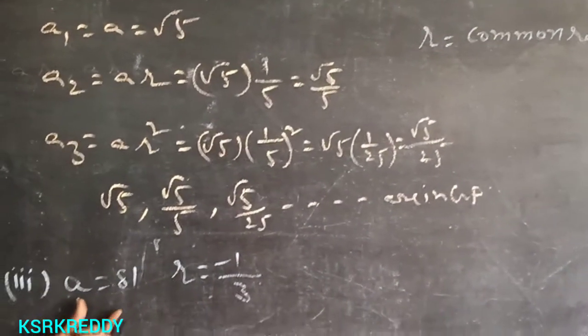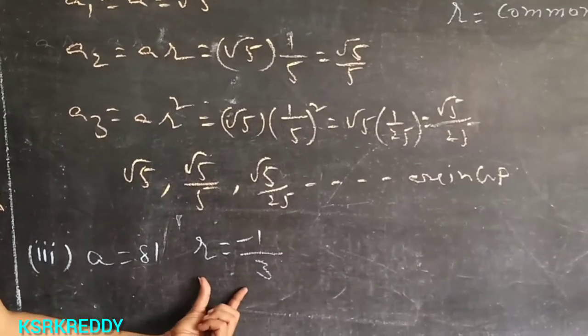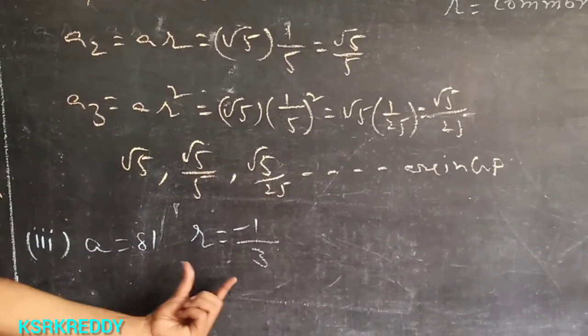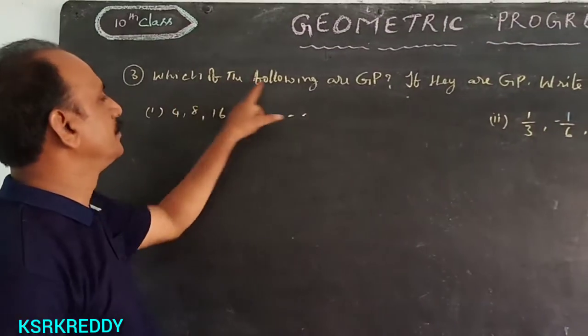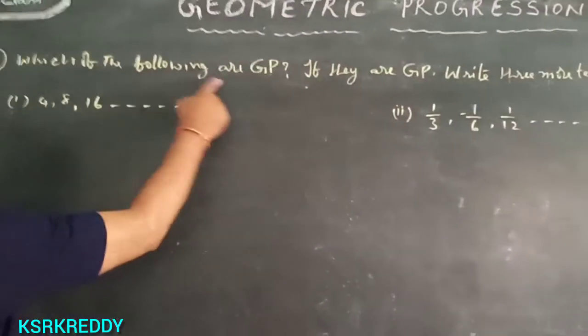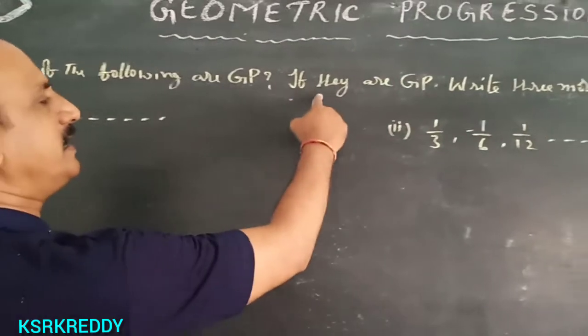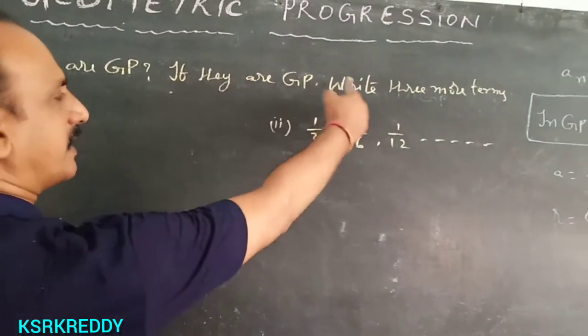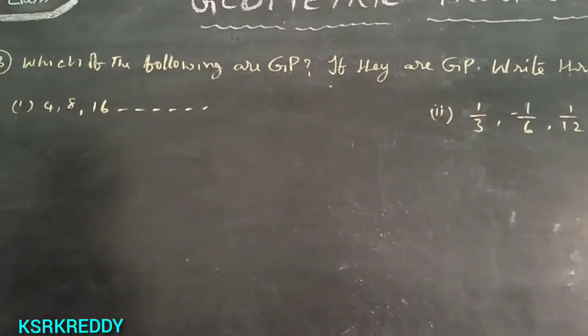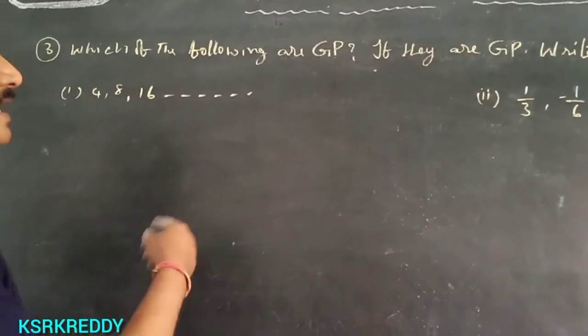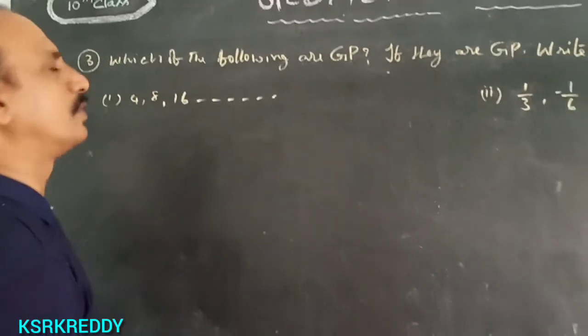Same model, A equal to 81, R is equal to minus 1 by 3. So find out the first three terms. Say which of the following are GP? If they are GP, write 3 more terms. First find out if these are in GP or not. If it is GP, find the 3 more terms.